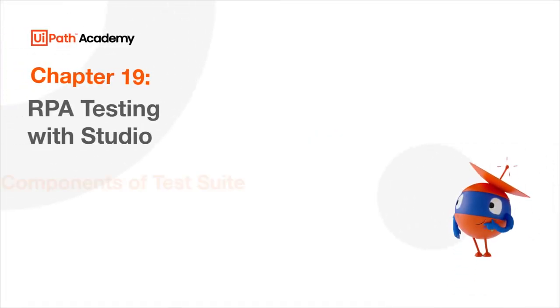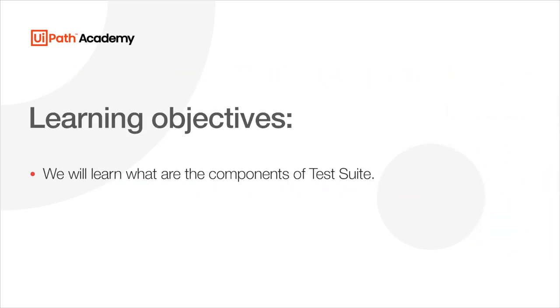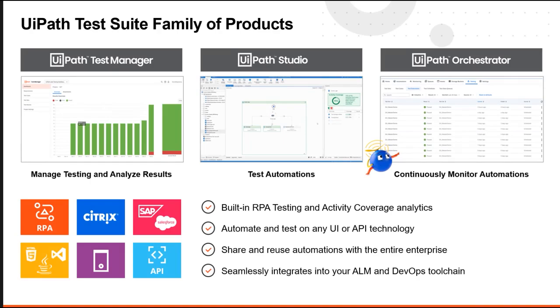Hello and welcome back. The previous video gave us an overview of RPA testing. In this video, our focus will be on the components of the test suite. Let's begin. UiPath Test Suite consists of three different products: Test Manager, Studio, and Orchestrator. Let's go over them one by one.